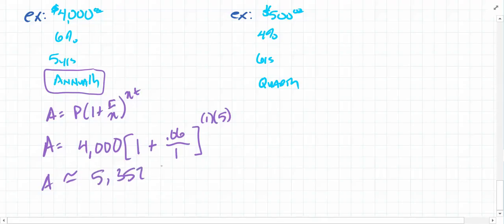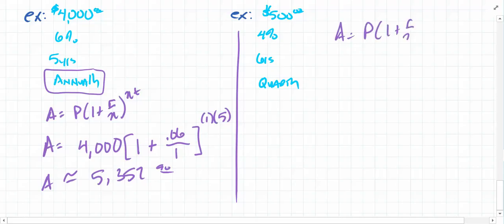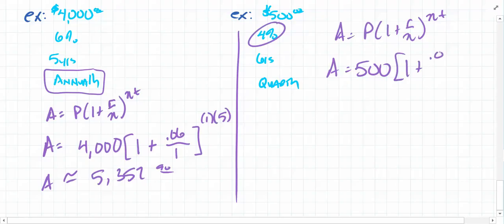Now let's compare that to this example over here. A is going to be P times 1 plus R over N to the NT. The principal, I'm starting with $500. I'm going to have 1 plus my rate, 4%, so that's 0.04 divided by my N. My N is quarterly, so what number pertains to quarterly? 4, very good. All to the 4 times the number of years, which is 6. Let me show you how to plug this one into the calculator.